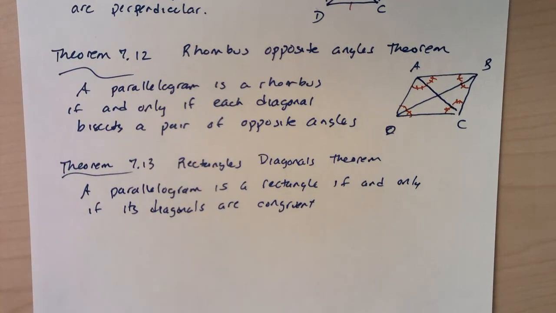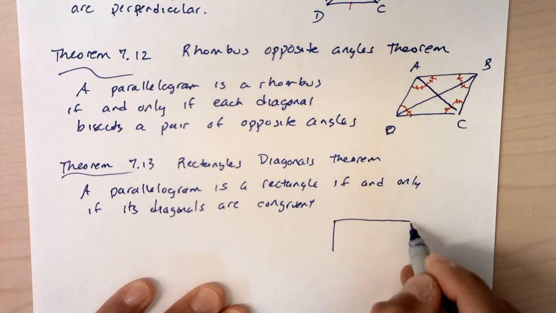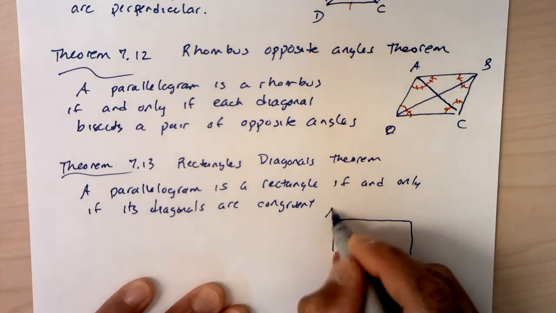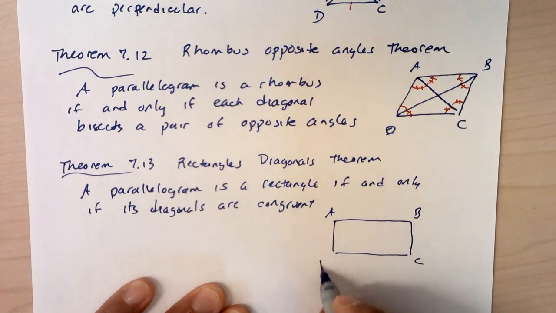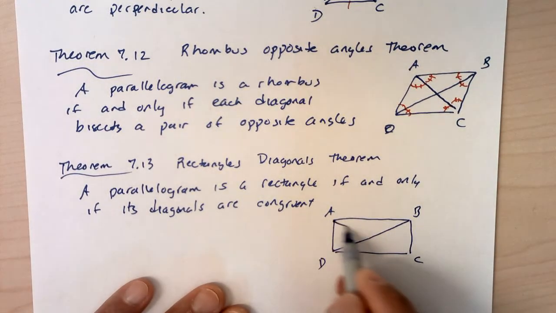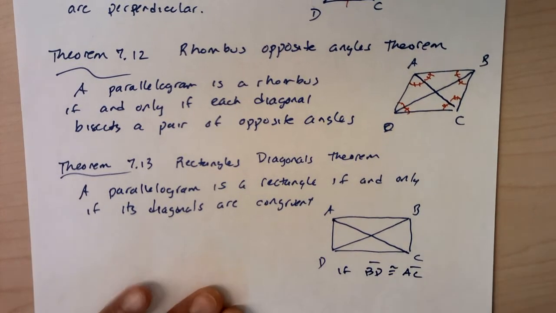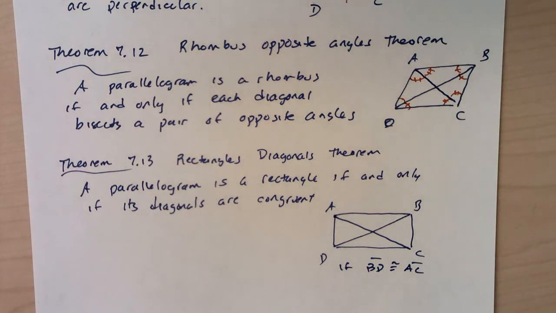And then the last theorem is theorem 7.13, the rectangle diagonals theorem. So a parallelogram is a rectangle if and only if its diagonals are congruent. So I have a parallelogram ABCD. If the diagonals are congruent, BD and AC. So if BD, that segment, is congruent to AC, then the quadrilateral or the parallelogram is a rectangle.